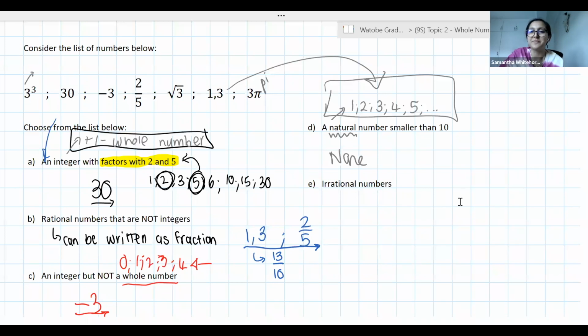Excellent, well done. So guys, irrational numbers are non-terminating, so basically it means they never end, and non-recurring, which means there's no pattern to the decimal. And so what that essentially means is you can't write them as a fraction.